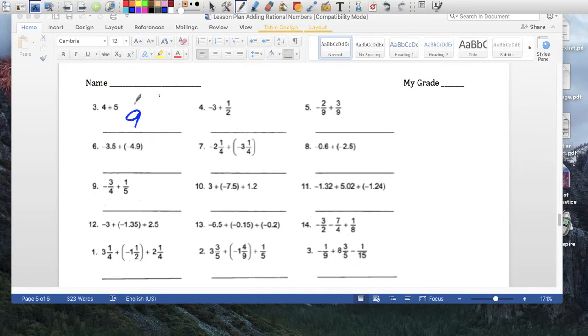That's 9, right? It's two positives. Here it's a positive and a negative, and there's more of a negative, so I know my answer is going to be negative. So this is going to be negative 2.5. Here, I know my answer is going to be positive because the absolute value here is bigger, right? If we take the sign of the number with the bigger absolute value, so this 3/9 and 2/9. So this is just going to be 1/9 positive.